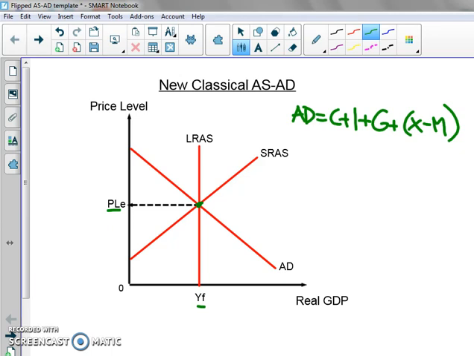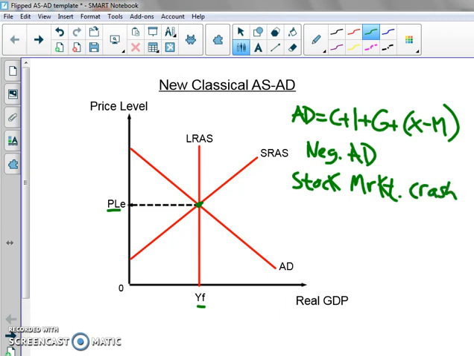So we're going to start by talking about a negative AD shock. Now remember, negative doesn't refer to good or bad. Negative means left or right. So let's say that there's a stock market crash, which would definitely be a negative. When the stock market crashes, we know a lot of consumer wealth just simply disappears into thin air. It's going to really lower consumer spending. People's money has disappeared, so it's going to really harm consumer confidence.